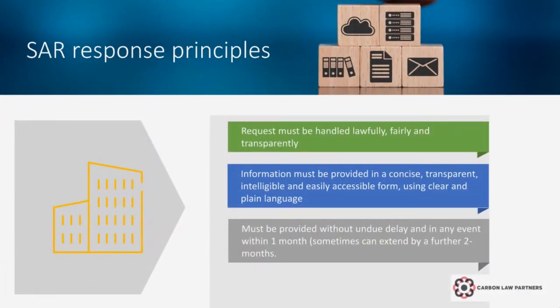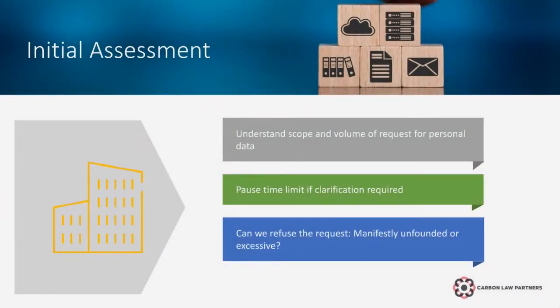We have to make sure that when we get a subject access request, we handle that request lawfully, fairly, and transparently. We've got to provide the information in a concise, transparent, intelligible, and easily accessible form, using clear and plain language, because we also have essentially a template document which sets out other information that we have to provide to them, as well as the documents and the data themselves. And it's got to be provided without undue delay, and in any event within 1 month, and sometimes it can be extended to 2 months.